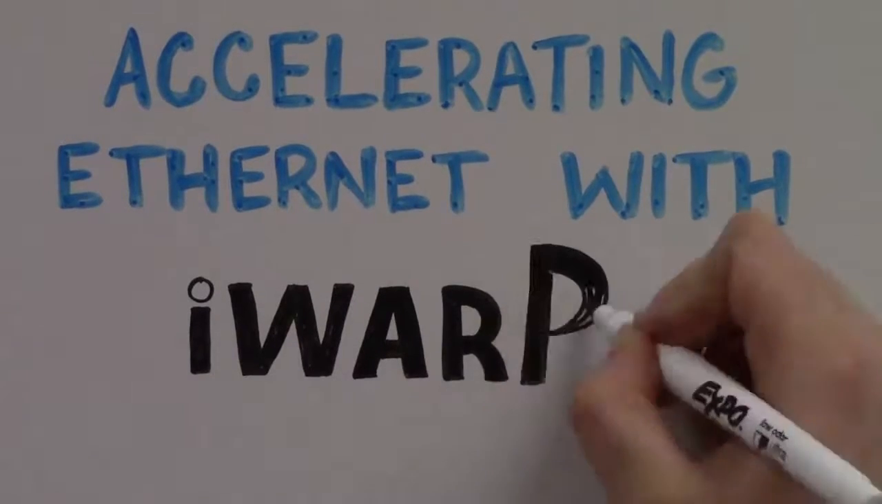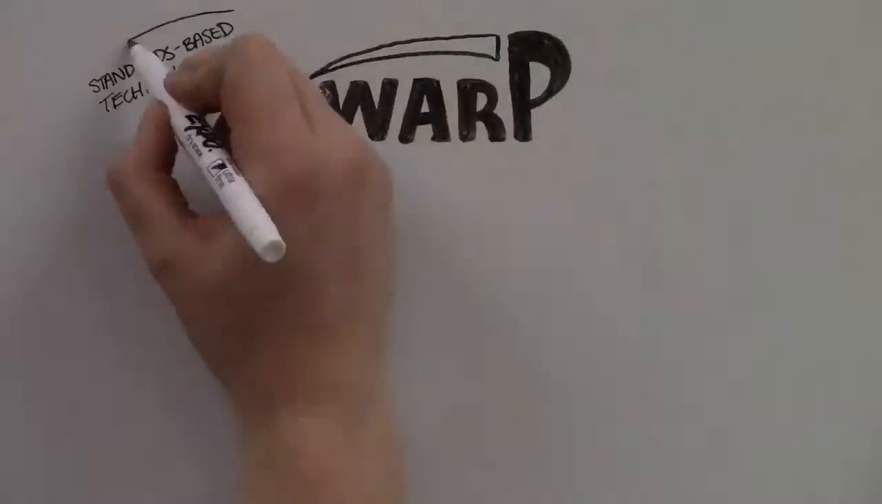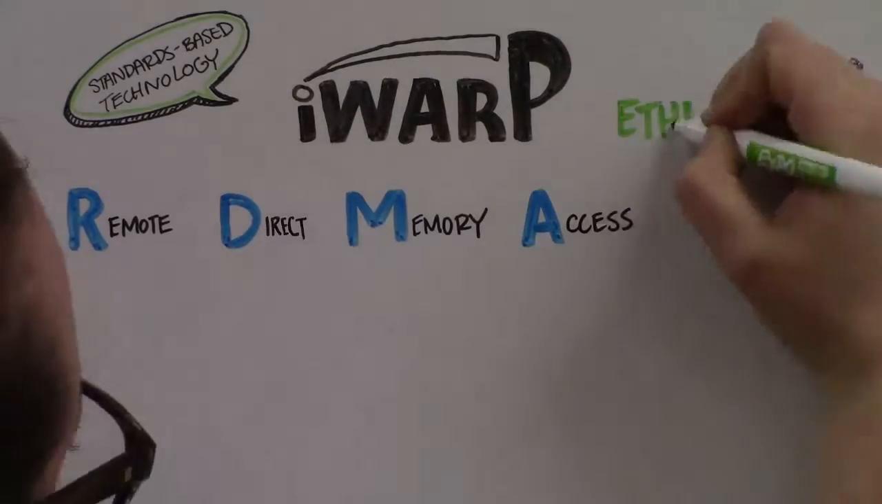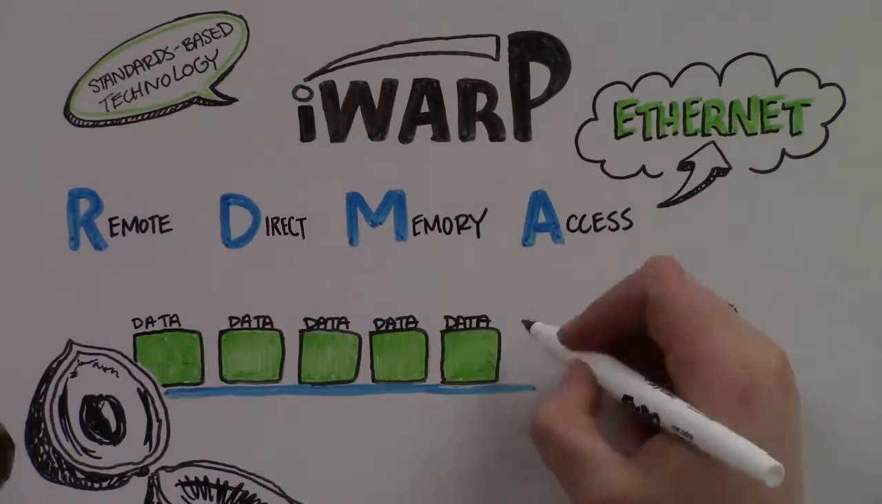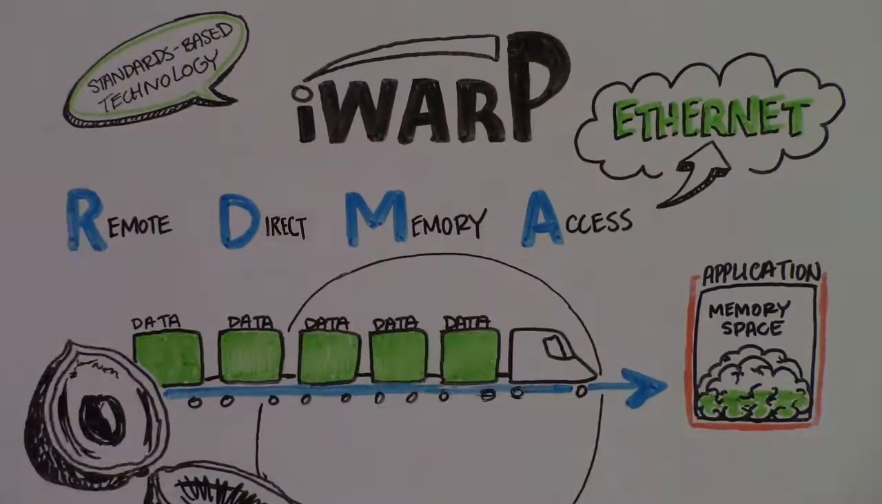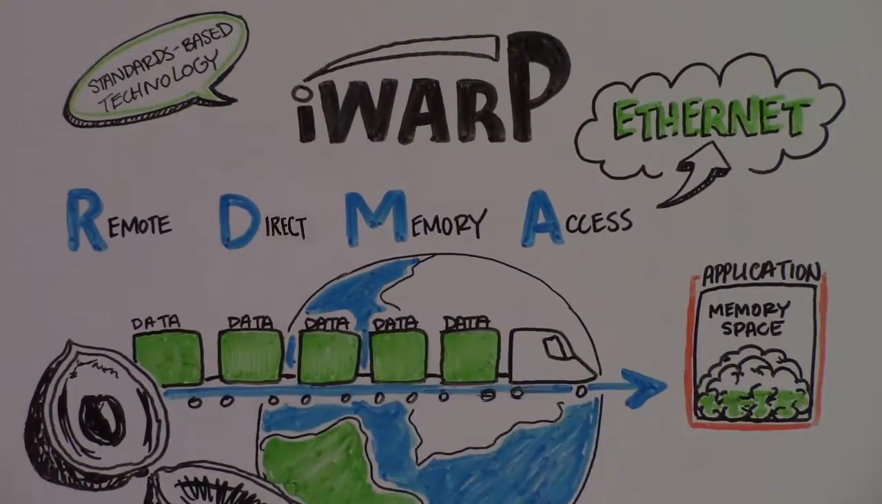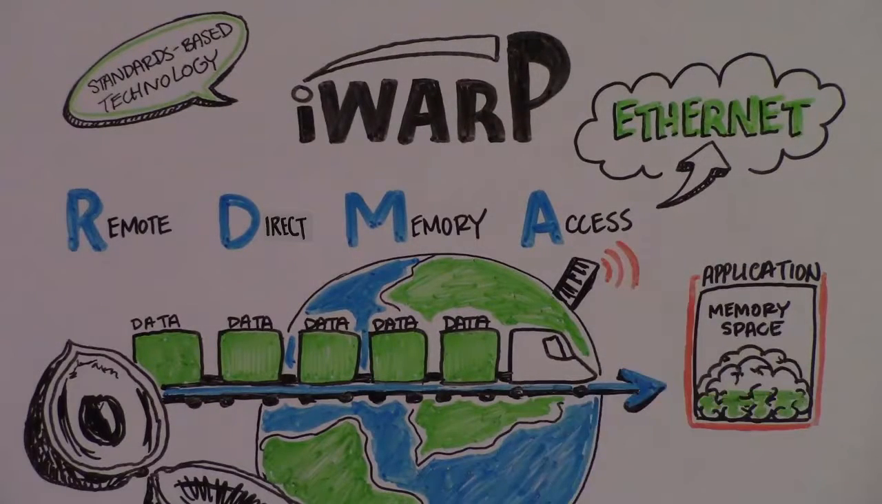Accelerating Ethernet with iWARP technology. iWARP is a standards-based technology that brings remote direct memory access to Ethernet. In a nutshell, RDMA allows an application to place a block of data directly in the memory space of another application in a very efficient manner. The destination can be an application in a virtual machine in a different server anywhere in the world.